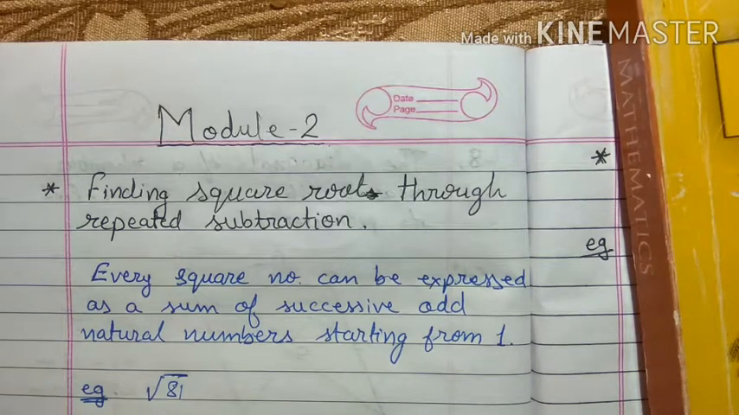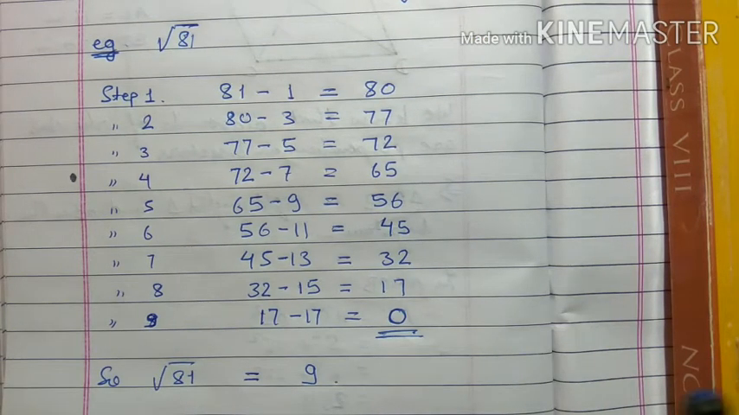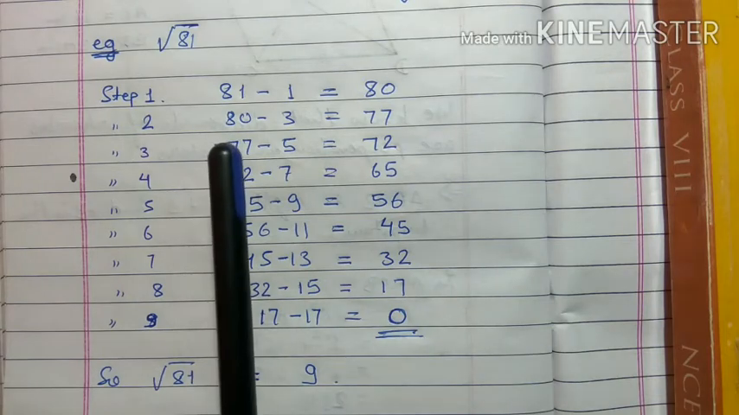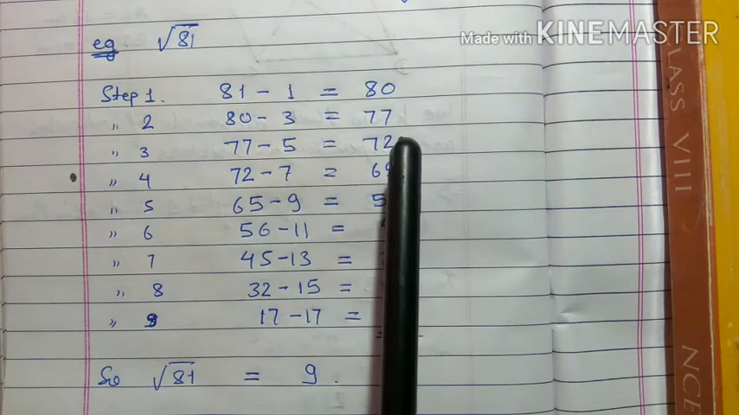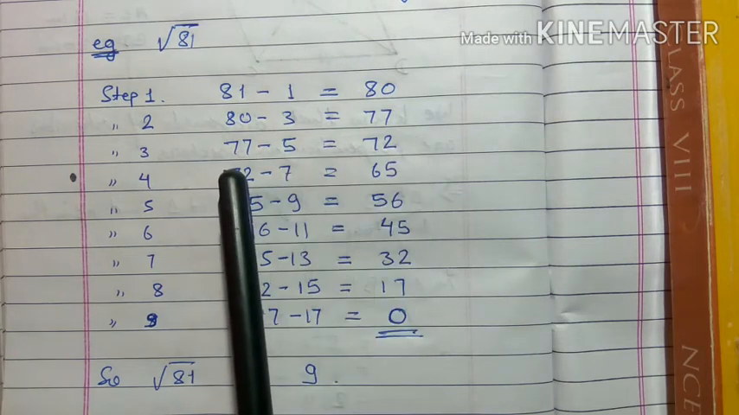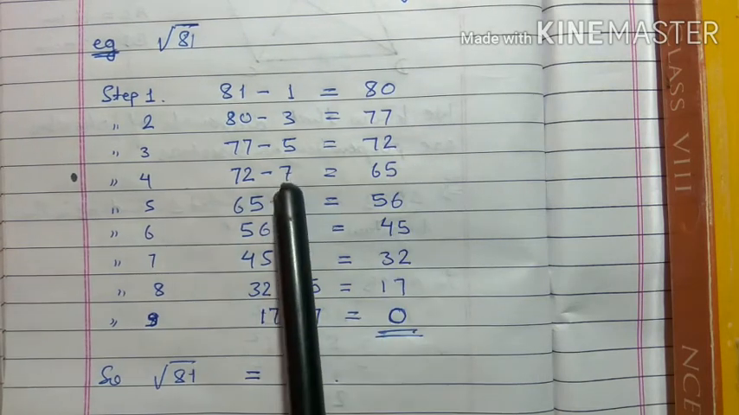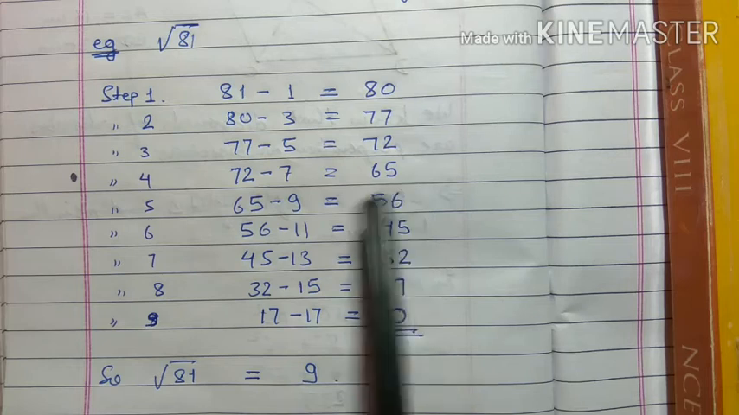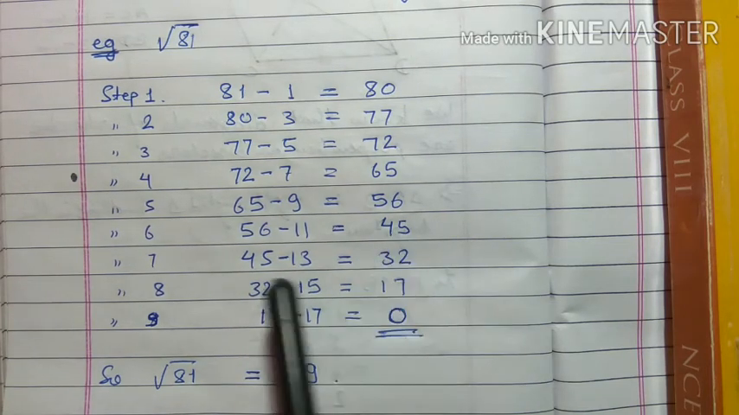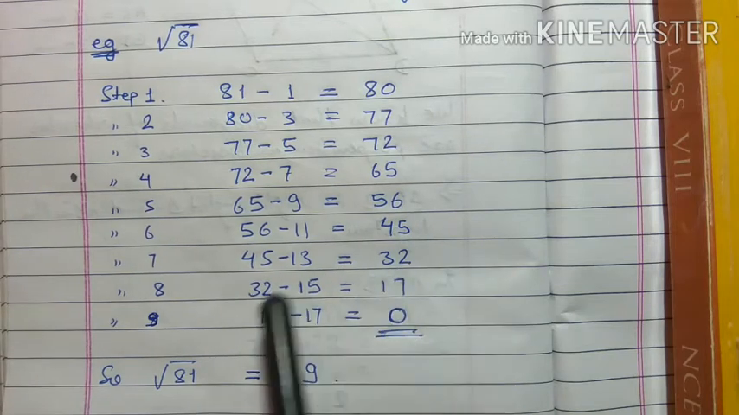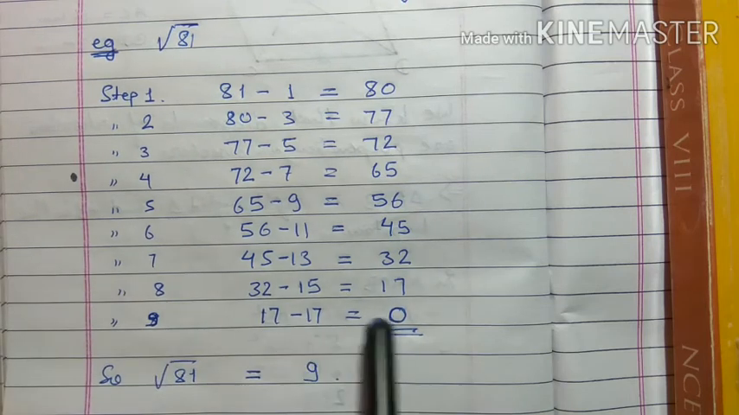Let's check. In this example, under root 81, step 1 is 81 minus 1, we get 80. Then the second step is 80 minus 3 is 77. The third is 77 minus 5 is 72. The fourth step is 72 minus 7, that is 65. Then 65 minus 9 is 56. 56 minus 11 is 45. 45 minus 13 is 32. 32 minus 15 is 17. And at the ninth step, 17 minus 17 is 0.